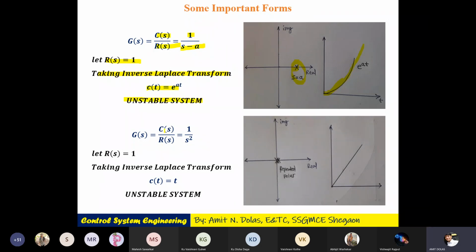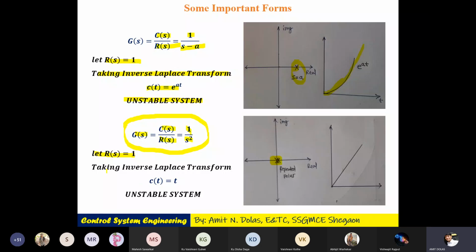I have a repeated pole at origin that we have not yet discussed. That is, G of s is equal to C of s upon R of s, which is 1 upon s square. We may write 1 upon s square as s into s is equal to 0, so it will be s is equal to 0. So there is a repeated pole at 0. Let R be equal to 1. So you can see two poles at origin in the diagram.